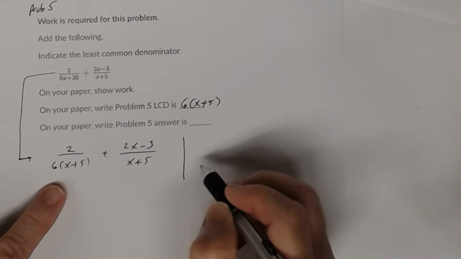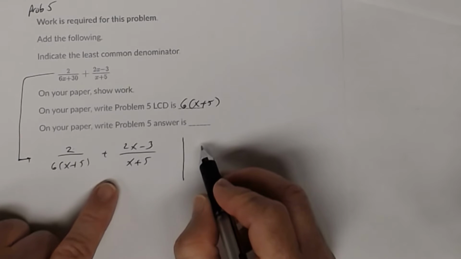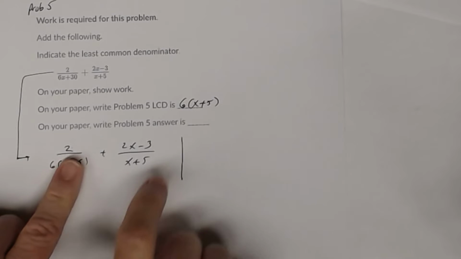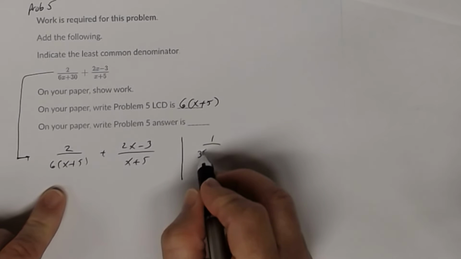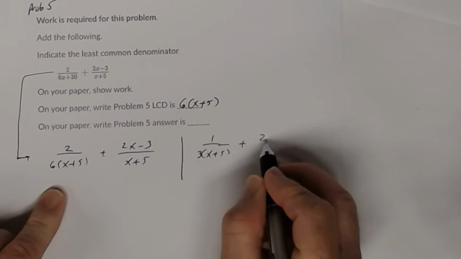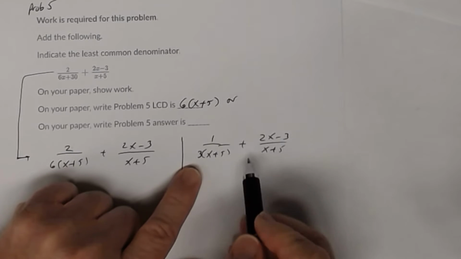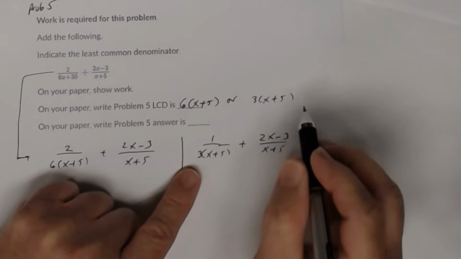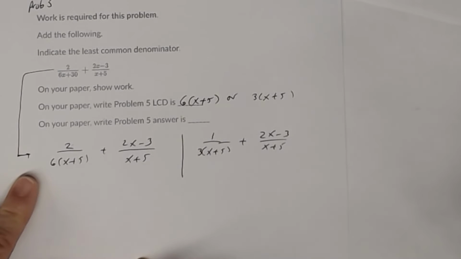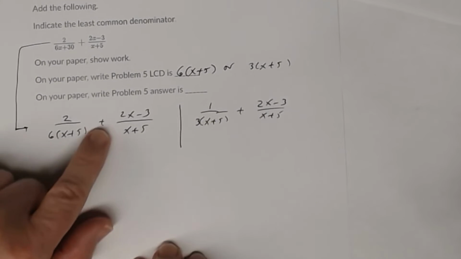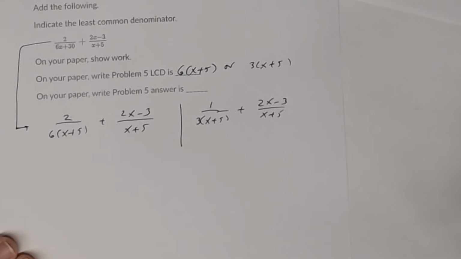Now here's what some of you did. Some of you noticed, hey, I can reduce a 2 and a 6, and you have to show this. So if you wrote it like this, where you said 2 divided by 2 is 1, 2 divided by 6 is 3, then you would say 3 times x plus 5. So either one of those is fine, but I needed to see either this or this, okay? All right, now I'm going to use this one because that's what most of you did. And so I'm going to leave it as 6 times x plus 5 as the least common denominator.